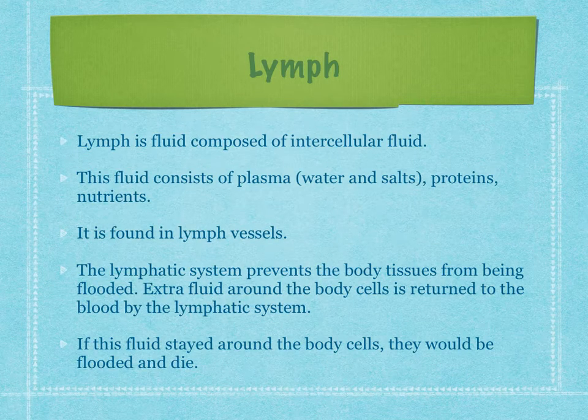The lymph. Lymph is a fluid composed of intercellular fluid. This fluid consists of plasma, which is our water and salts, protein, and nutrients. It is found in lymph vessels. The lymphatic system prevents body tissue from being flooded. Extra fluid around body cells is returned to the body by the lymphatic system. If this fluid stayed around body cells, they would flood and die.